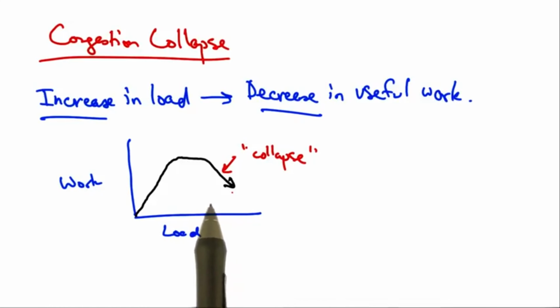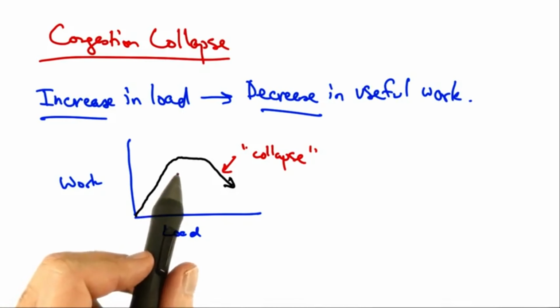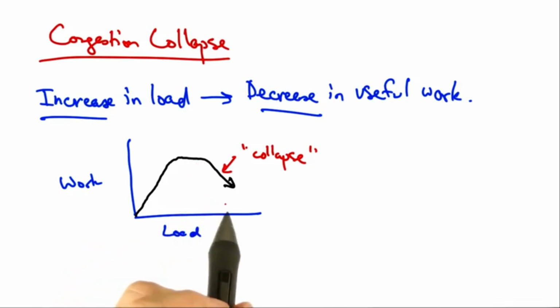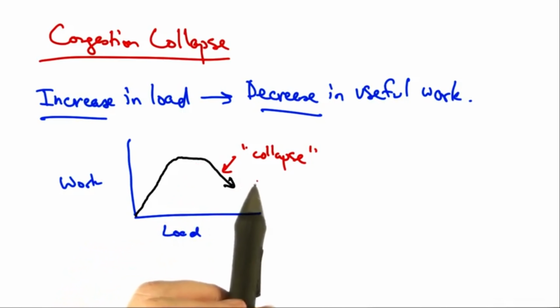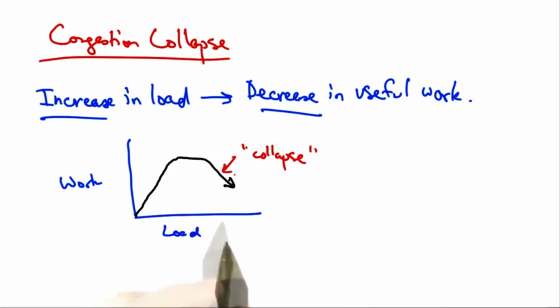In congestion collapse, an increase in traffic load suddenly results in a decrease of useful work done. As we can see here, up to a point, as we increase network load, there is an increase in useful work done. At some point, the network reaches saturation, at which point increasing the load no longer results in useful work getting done. But at some point, actually increasing the traffic load can cause the amount of work done or the amount of traffic forwarded to actually decrease.